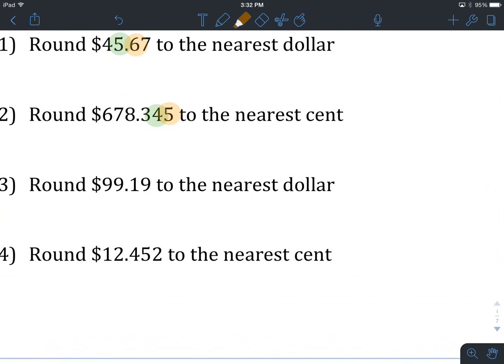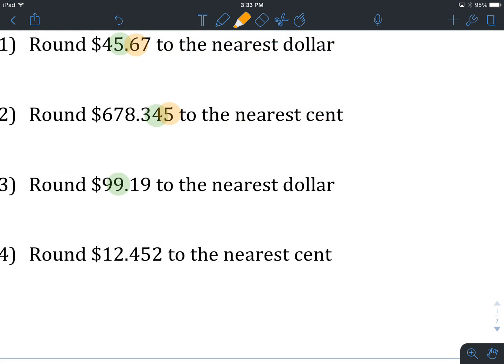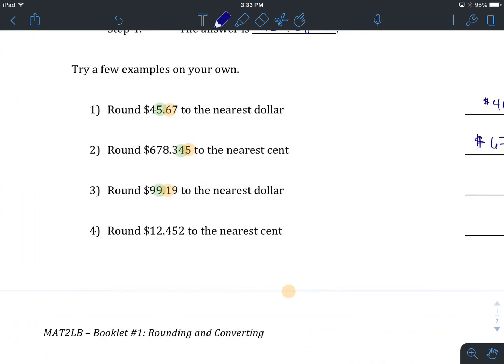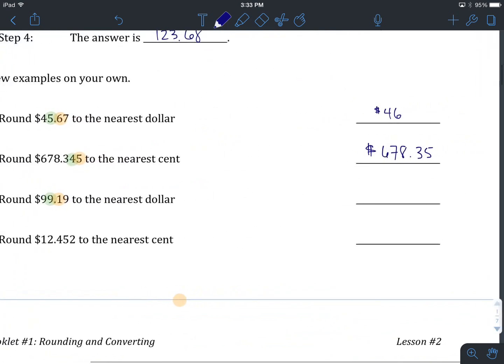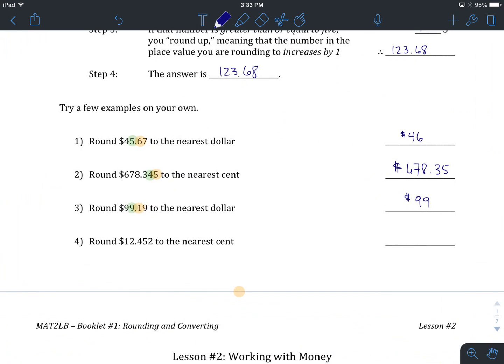$99.19 rounded to the nearest dollar. There's our dollar right there. We look to the place value after it, which has a 1. 1 will not result in us rounding up. We are going to, therefore, leave 99 the same. So $99.19 rounded to the nearest dollar will give us $99. Remember, all the stuff after it, we're not concerned with any longer.